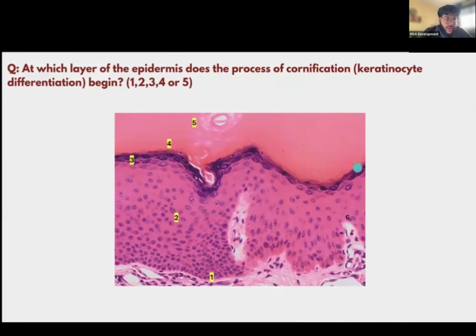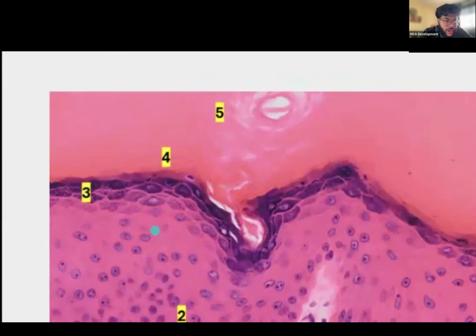Now, this process is seen in our third layer over here. What is the third layer? This is our stratum granulosum, the layer where the keratinocytes start to flatten and accumulate keratohyalin granules. This is where the step of cornification takes place.